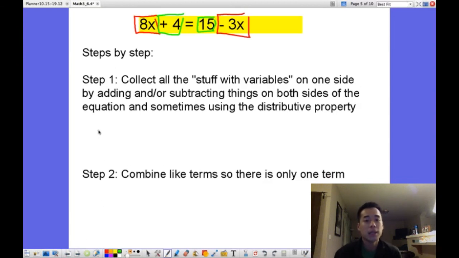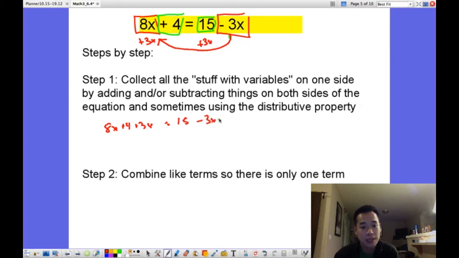So going back, first thing you're going to do, I'm going to go ahead and move this negative 3x across the equal sign to the other side by doing its inverse. Well, the inverse of negative 3x is positive 3x. So I need to have positive 3x on both sides. So I have 8x plus 4 plus 3x from the other side is equal to 15 minus 3x plus 3x.